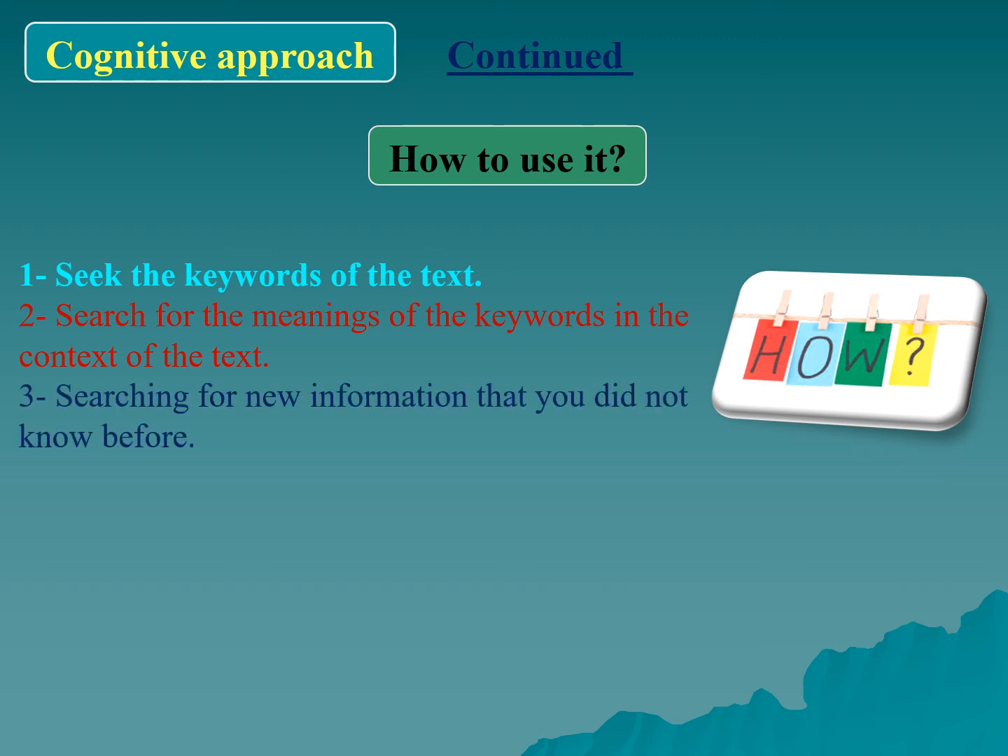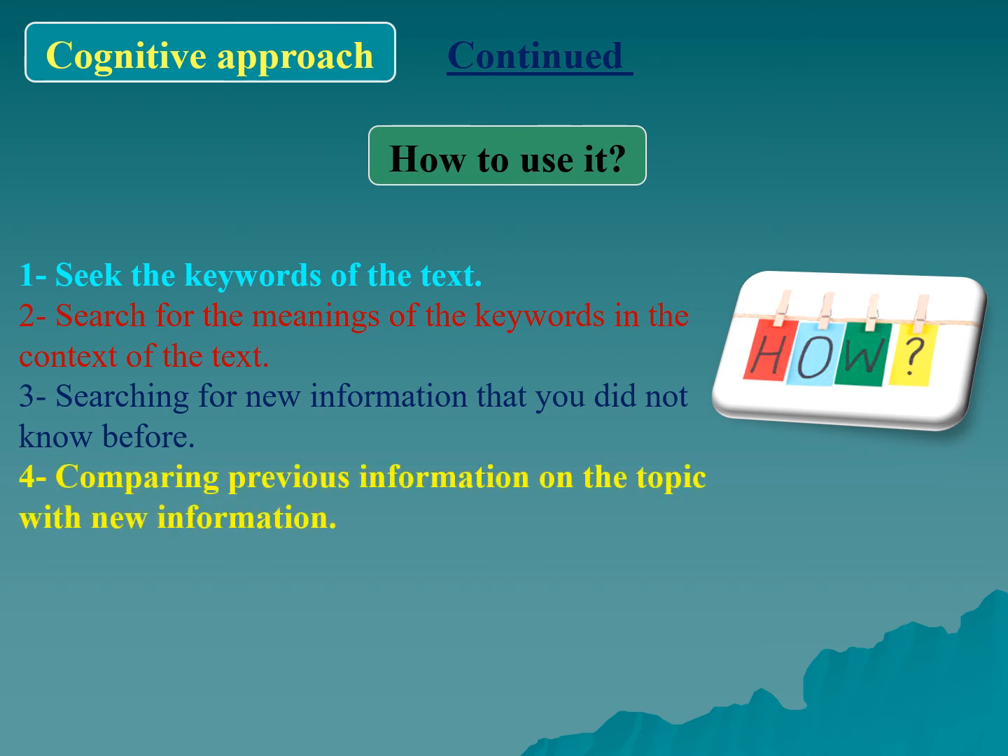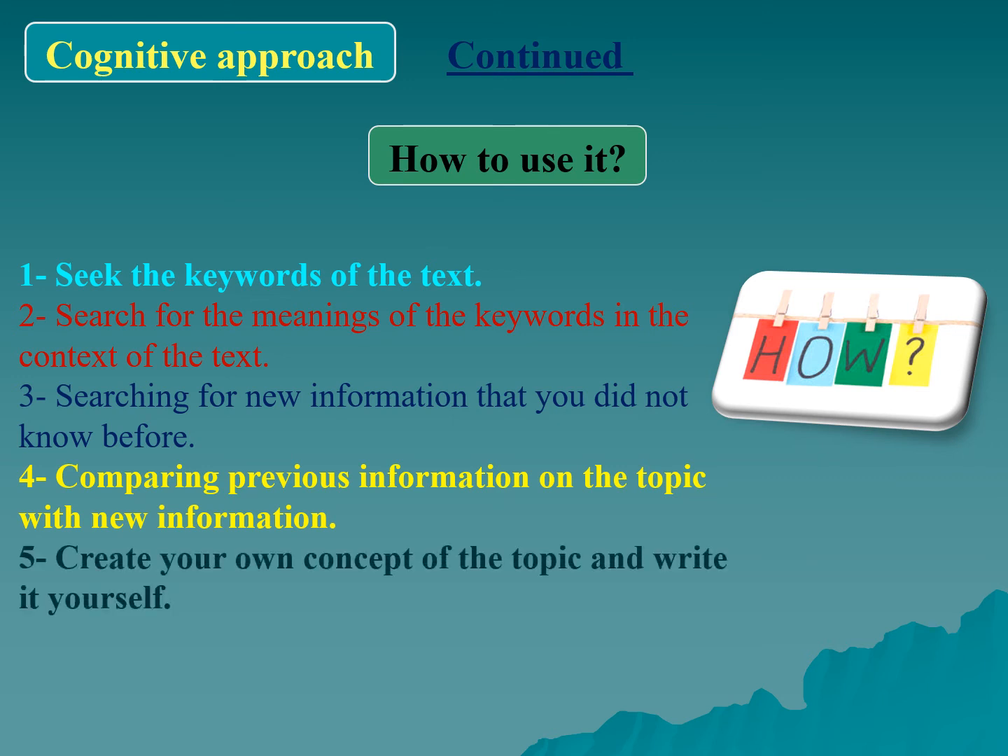Then, search for new information. I have given information, and I need to search for new information about the topic or issue under discussion and the domain and scope of the subject too, information that you didn't know before. And you make a comparison or benchmarking of the previous or given information on the topic with new information that you collect or deduce from the text. So compare previous information on the topic with new information.